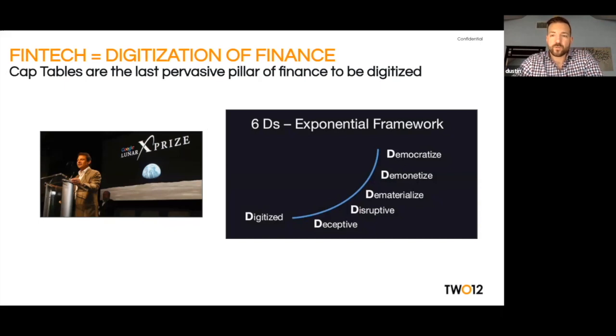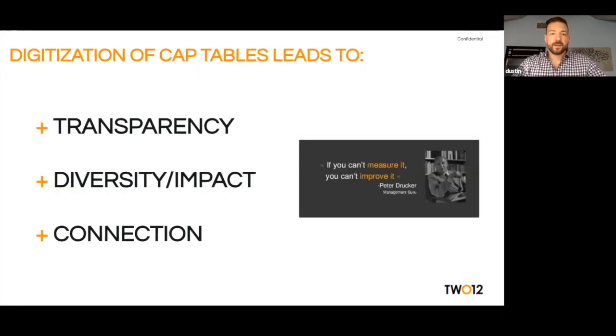And one of our core theses around TWO12 is that cap tables are this last pervasive pillar of finance that is yet to be digitized. And what happens when we digitize cap tables? Well, one, transparency. We get to know what we own, whether that's a founder understanding their ownership today, understanding how their notes will convert in the future, angel groups, accelerators, funds. There's quite a bit of people flying blind today in terms of understanding what they own today and in the future. And so digitization is a prerequisite to bringing that transparency to the ecosystem.